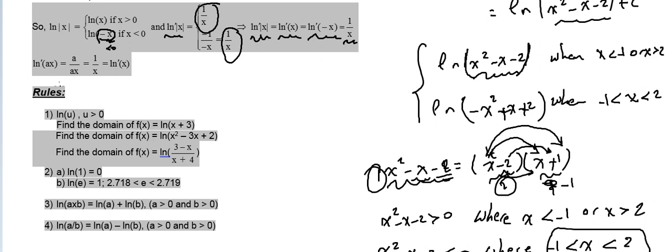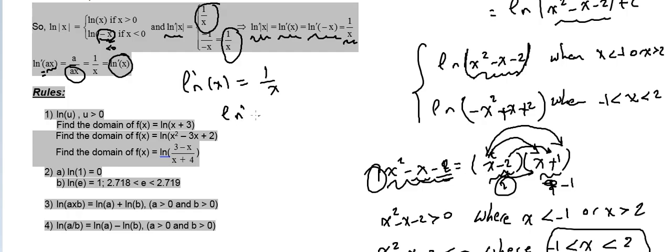In general, if we have any constant number multiplied with x, what is the derivative of ln ax? The derivative of ax is a, over u, which is ax. The a cancels, it's 1 over x. So it's the same as the derivative of ln x. So if we have the derivative of ln of ax, directly we can say 1 over x.